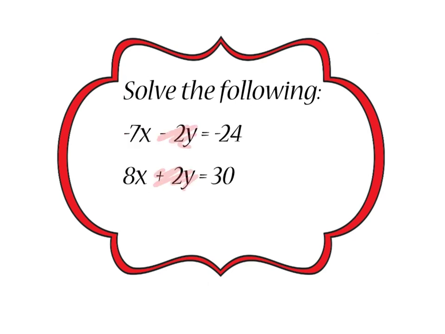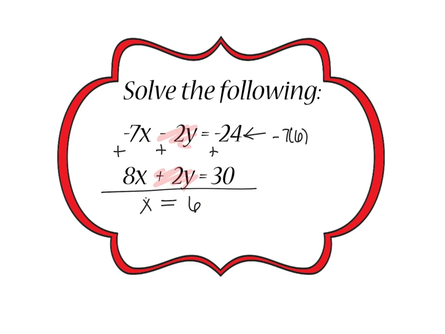On this system, I already have a -2y and a +2y. So since the numbers match, but I have a negative and a positive, I can go ahead and just add. I have -7x plus 8x, so that's 1x. -2y plus 2y is going to cancel like we said. -24 plus 30 is going to be 6. So x equals 6.